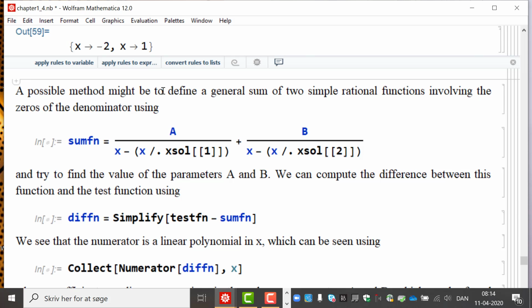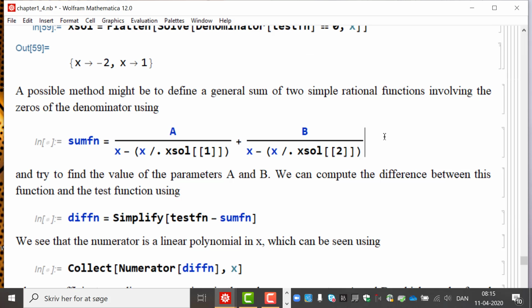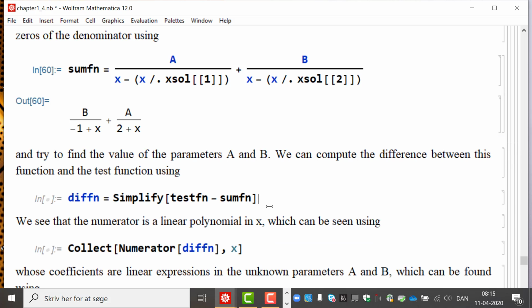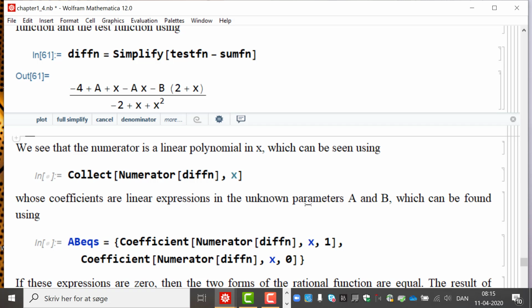And a possible method might be to define a general sum of two simple rational functions involving zeros of the denominator. So we define a thing called the sum function, which is a constant a divided by x minus the first solution, and then add to that some constant b over x minus the second solution. So that will give us something like this. And try and find the values of the parameters a and b. And we can compute the difference between this function and the test function using this. So we take our test function and subtract this sum function, and we get something that looks like that.